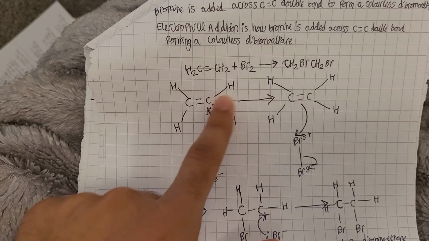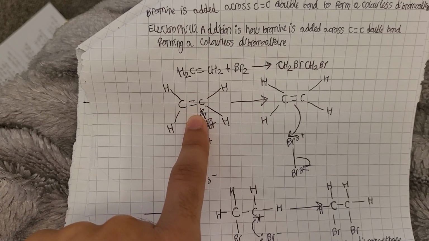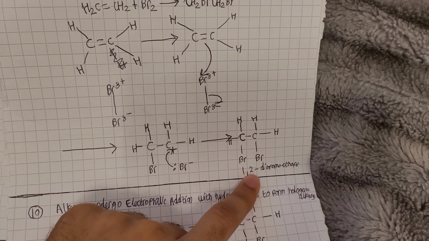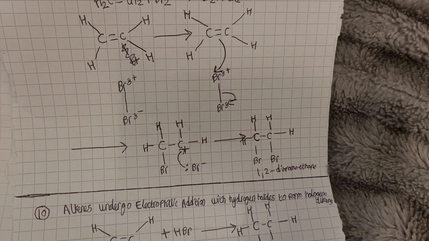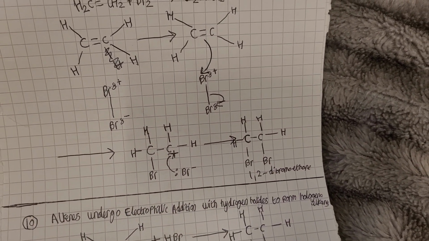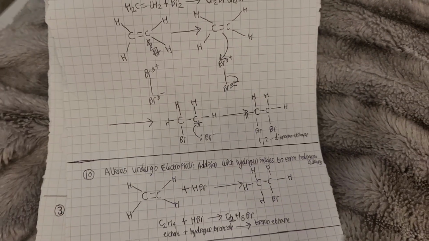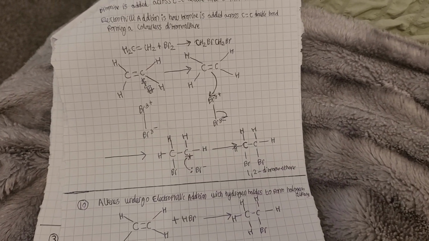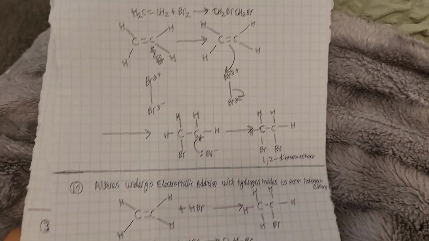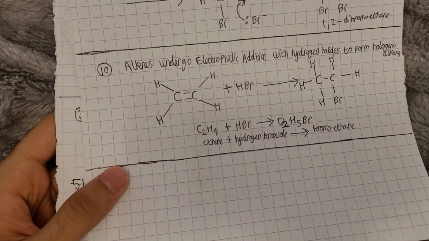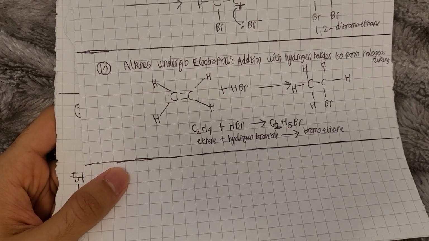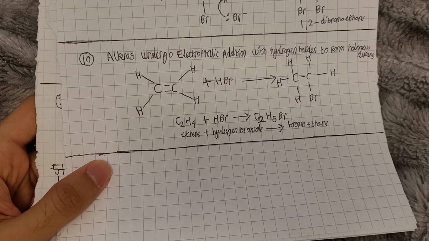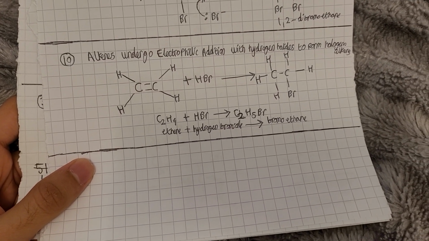You've got CH2 here, a carbon-carbon double bond. And in this case, you only form one product, 1,2-dibromoethane, because it's a completely symmetrical alkene. However, if it's an unsymmetrical alkene, you will form a mixture of products, and then knowledge of carbocations will come into place. Number 10. Alkenes undergo electrophilic addition with hydrogen halides to form halogenoalkanes.